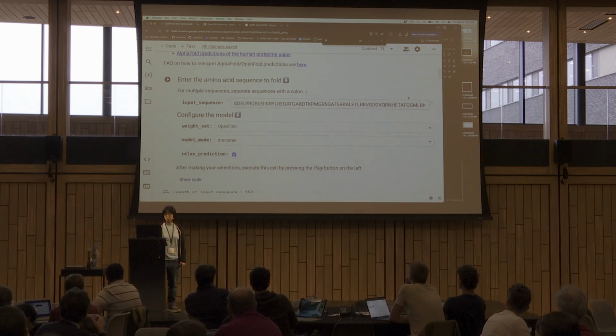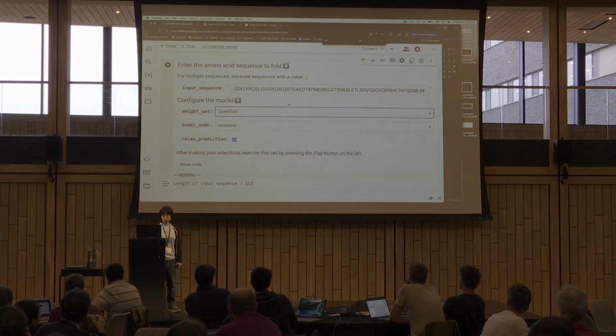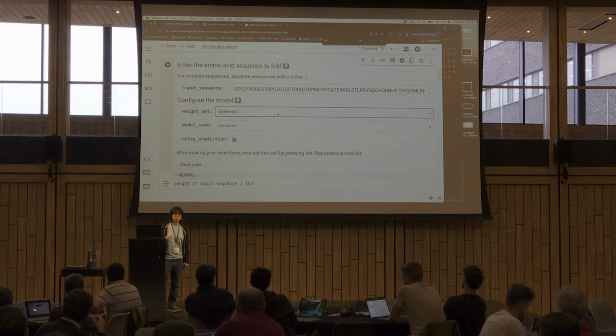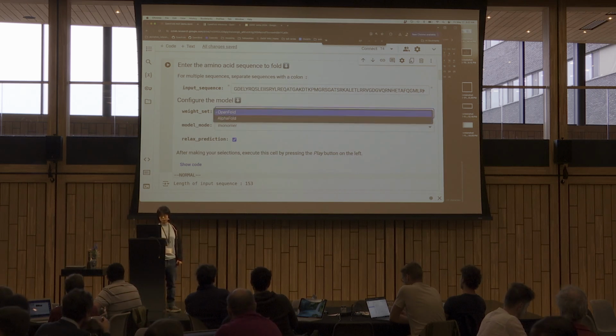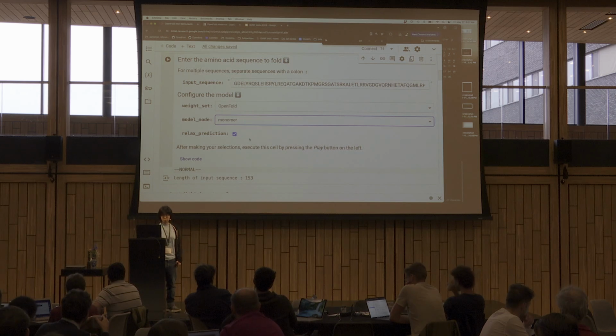If you want to put in multiple sequences, you would have to format it with a colon between the sequences. And here you can choose whichever weight set you want. You can either use the OpenFold weight sets, which are the ones that were retrained by us, that are different, or you can use the original AlphaFold weights. You can also choose your model mode, either the monomer or the multimer mode. If you use the multimer mode, we don't have OpenFold weights for the multimer mode yet. And you can also choose whether or not to relax your prediction.